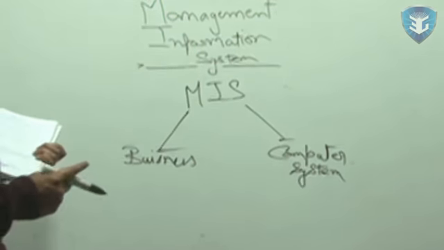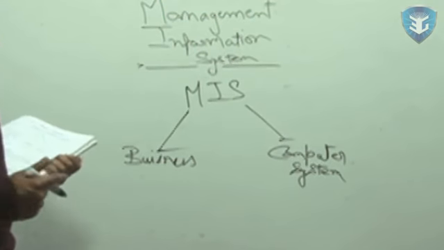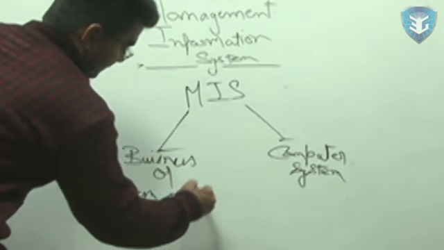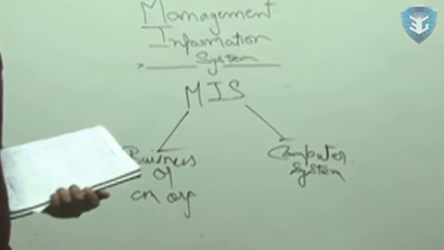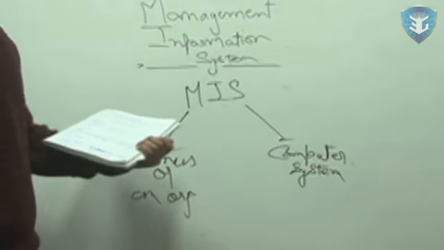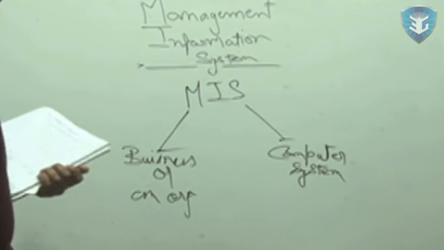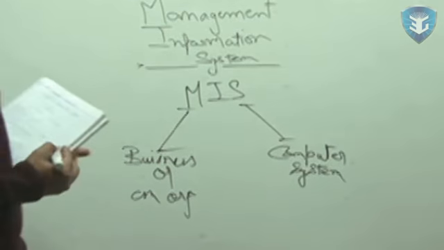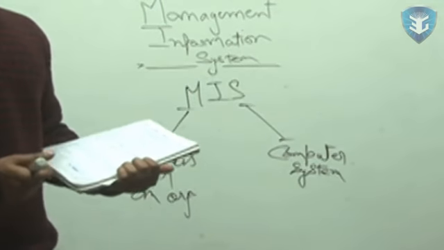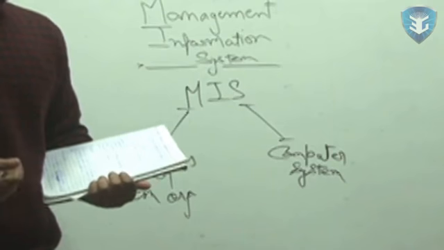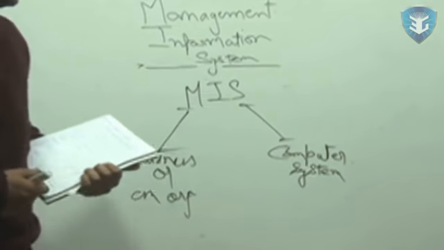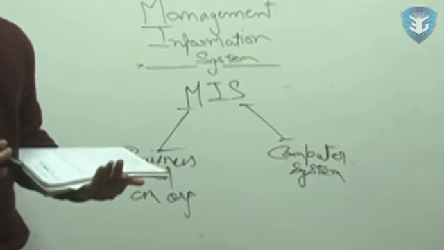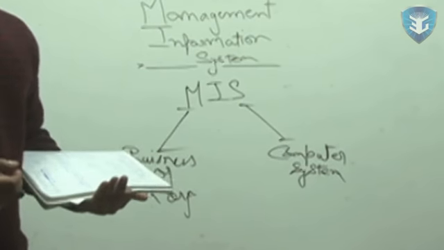There are actually two very important components of an MIS, which is a business or an organization, and the other one is a computer system, because without both of them, MIS can't be built. Now we are talking very simply. If I have to define MIS, then I will say that it is actually an information management system. It processes, collects, manages, and then supplies the data as per the user need.